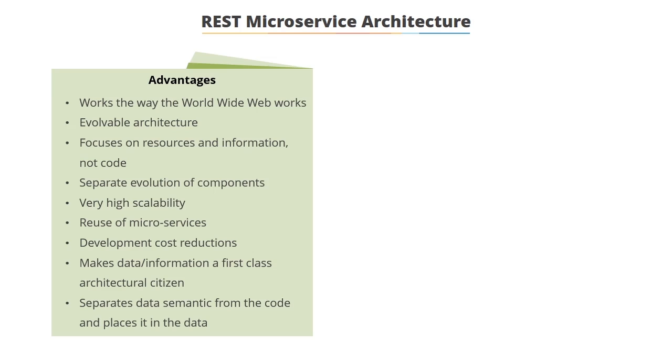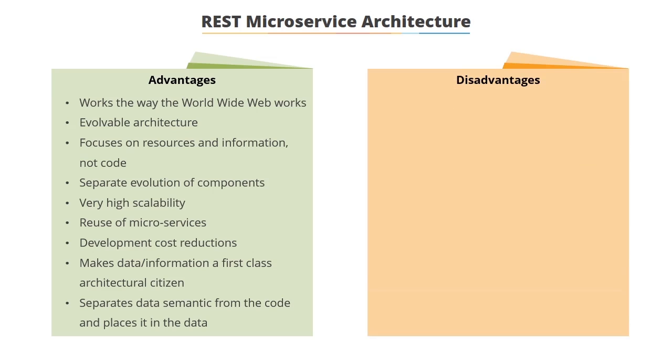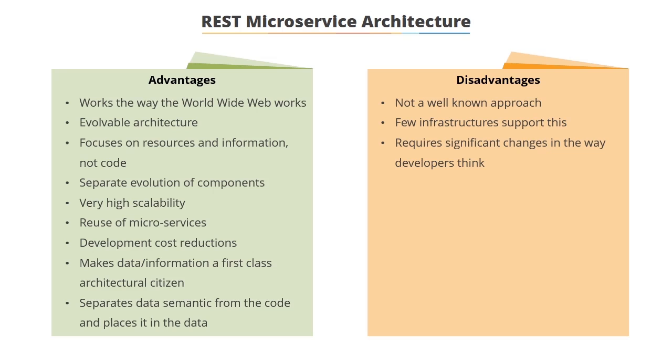The data is stored somewhere in some form. The code delivers the data in some representational form. The disadvantage is a lot of people are not familiar with the approach, and infrastructures are not really geared up to deal with it, although that is getting better. It also requires a very significant change in the way that developers think about how things interoperate.